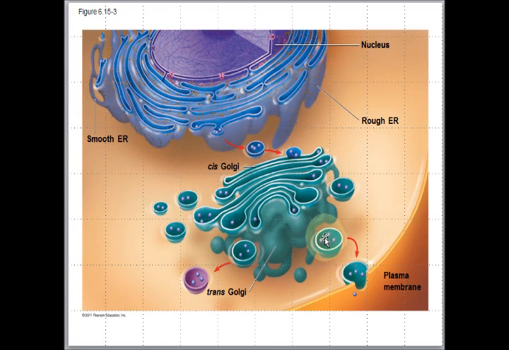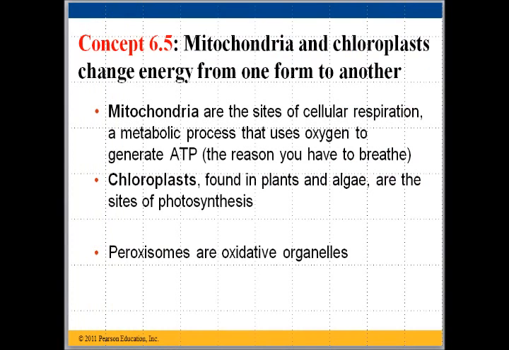Here we have one of these vesicles that is actually merging with the plasma membrane, and that's a way that the cell can create materials and then move that material out of the cell, perhaps to go to another cell or into the bloodstream or something to that effect.